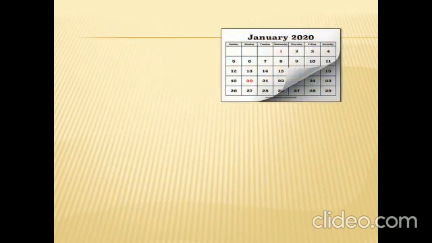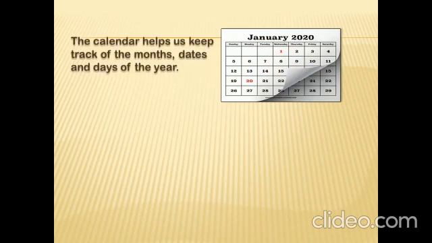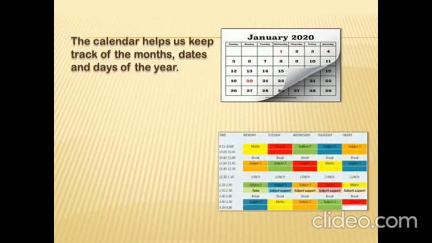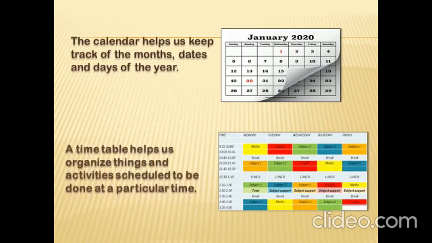Children, what's the use of a calendar? The calendar helps us keep track of the months, dates, and days of the year. Then, what's the use of a timetable? A timetable helps us organize things and activities scheduled to be done at a particular time. There are school timetables, bus timetables, flight schedule timetables, then train schedule timetables also.